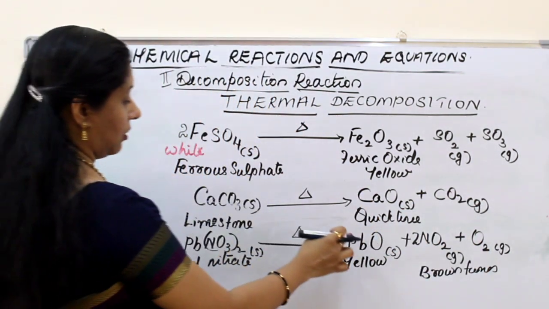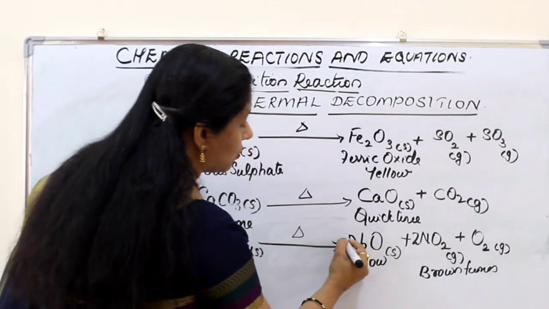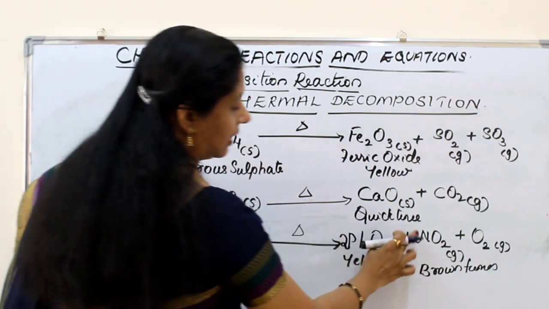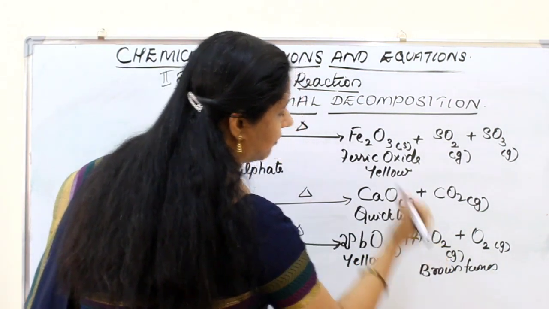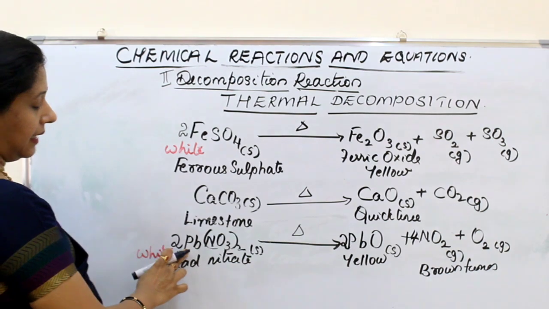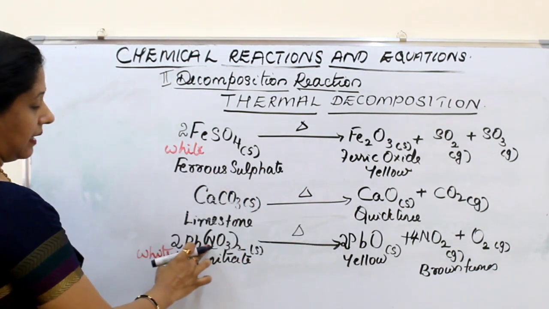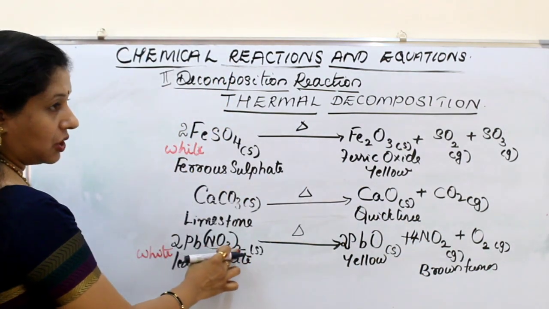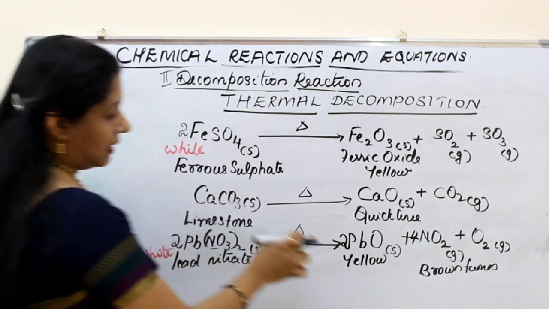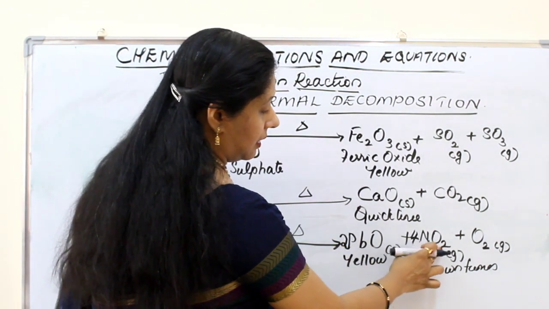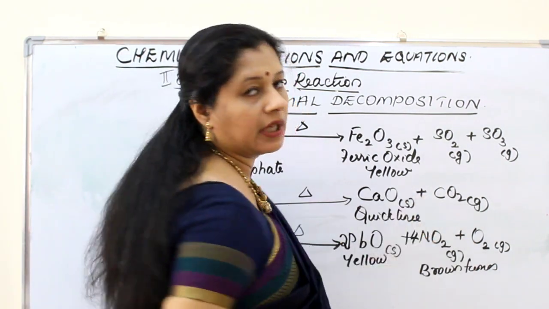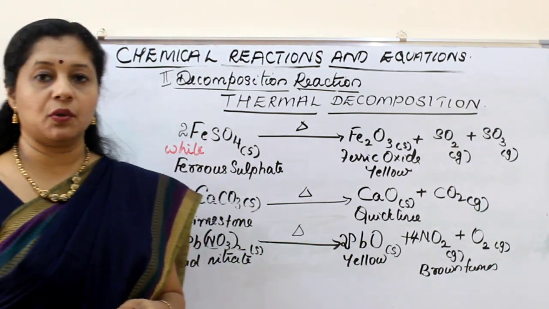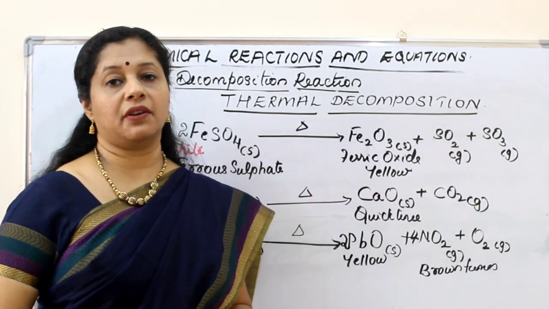Right? So we cannot make it, this is an odd number. So we will put 2 here. Here 2 into 2, 4 it became, but here only 2, so we will make it 4. Okay, so now let's see: lead 2, lead 2, fine. Nitrogen 2 into 2, 4, here 4, fine. Oxygen 3 into 2, 6, 6 into 2, 12. Here 2, 4 into 2, 8 plus 2, 10, 10 plus 2, 12. Now our equation is balanced. Okay, so these are examples of thermal decomposition, where we heat for the decomposition reaction to happen.